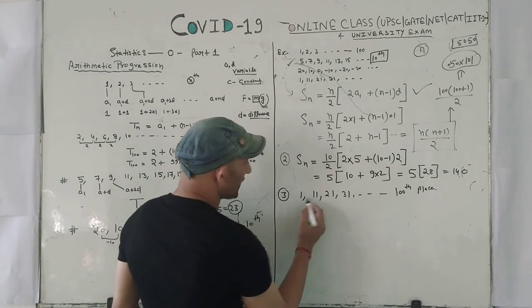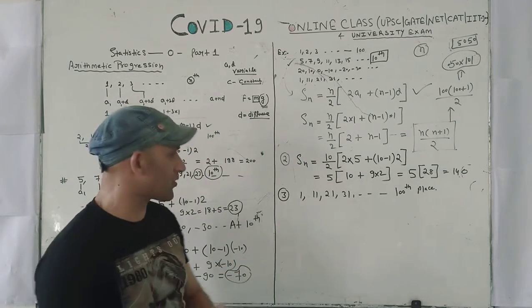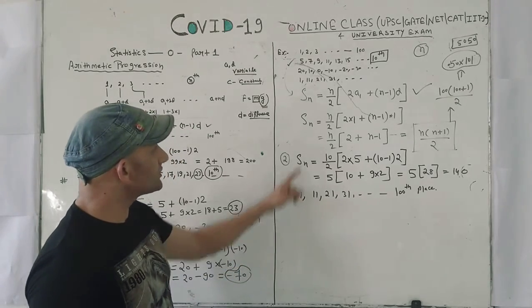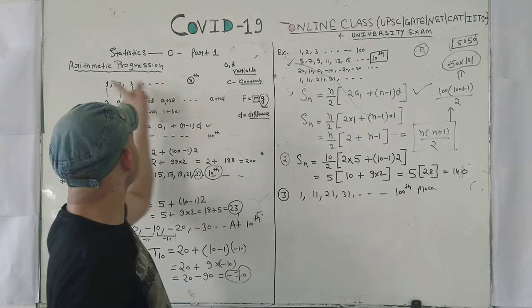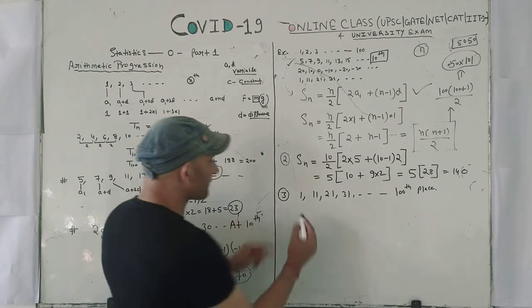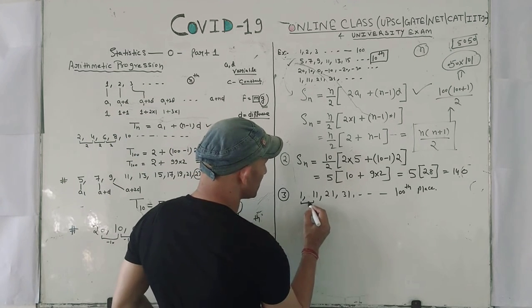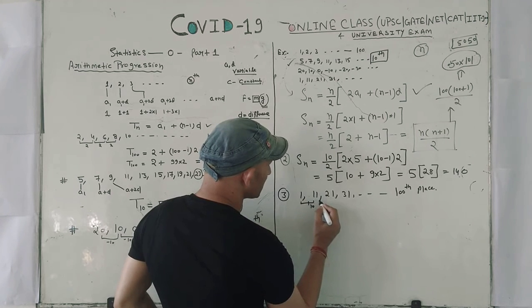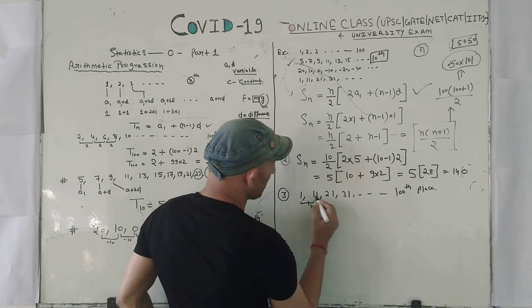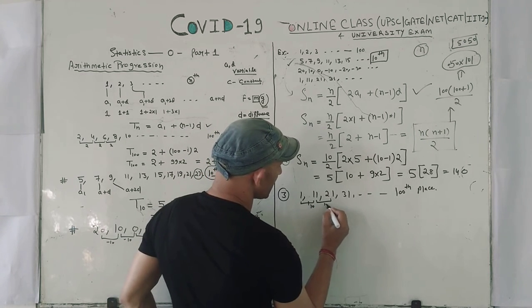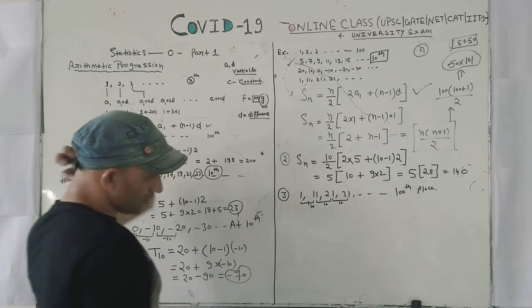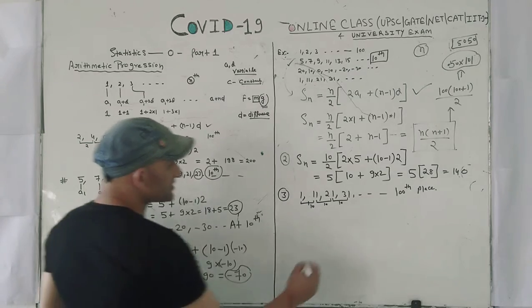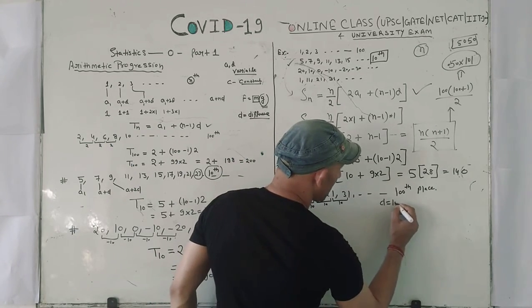At first you will check whether this is an AP or not. This formula will be valid only for an AP. AP means arithmetic progression. So at first you will check the difference. 11 minus 1 is equal to 10, 21 minus 11 is equal to 10, and 31 minus 21 is equal to 10. So your difference is the same, which means that your d is equal to 10.